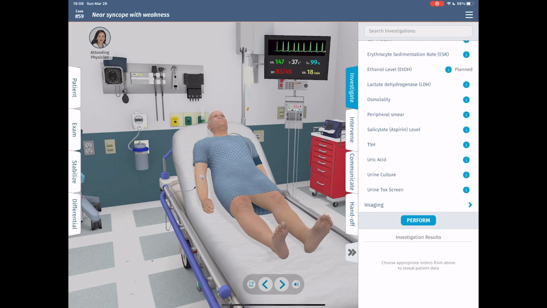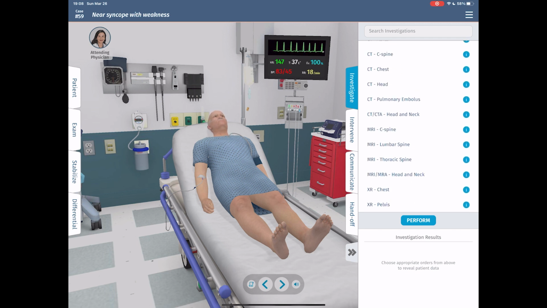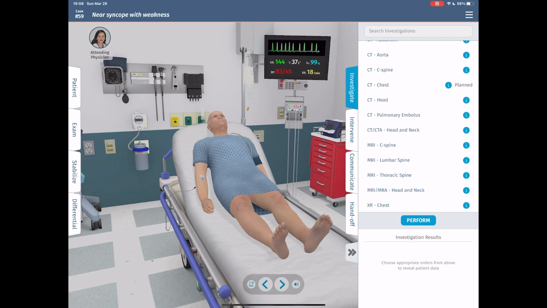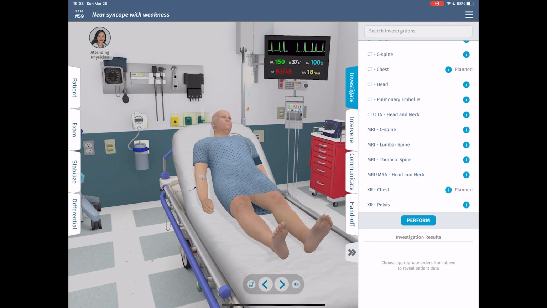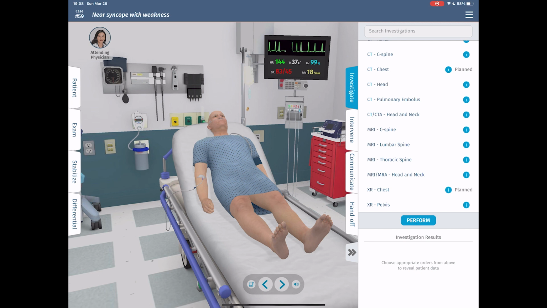And then imaging, we can nuke them as much or as little as we want, as well as an MRI. So let's do, how about a CT of his chest? And let's get a chest x-ray, even though they're kind of one and the same. The CT is actually better in some cases. And what else do we want in here? That's probably it. So when you click perform, they start filling in the panel.